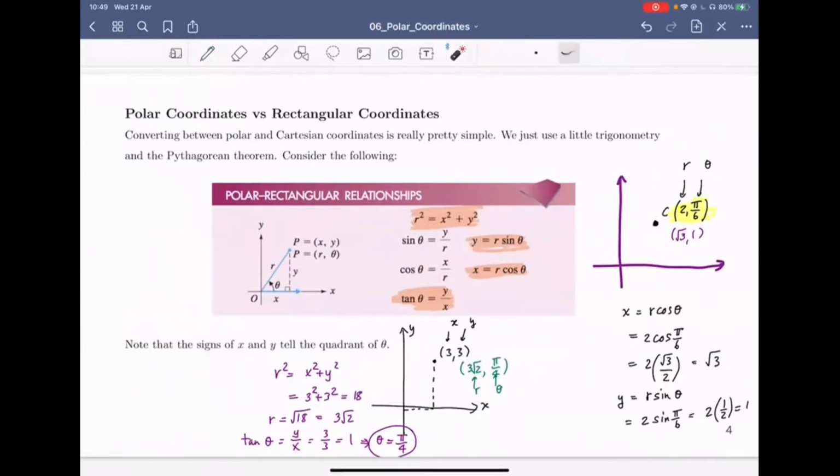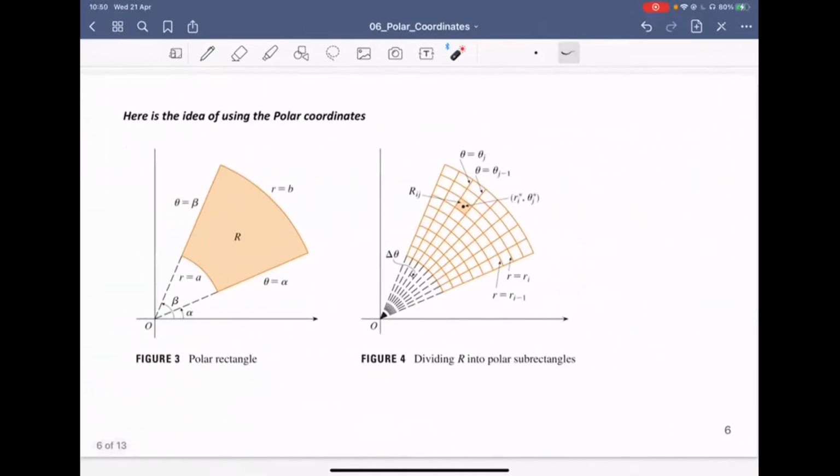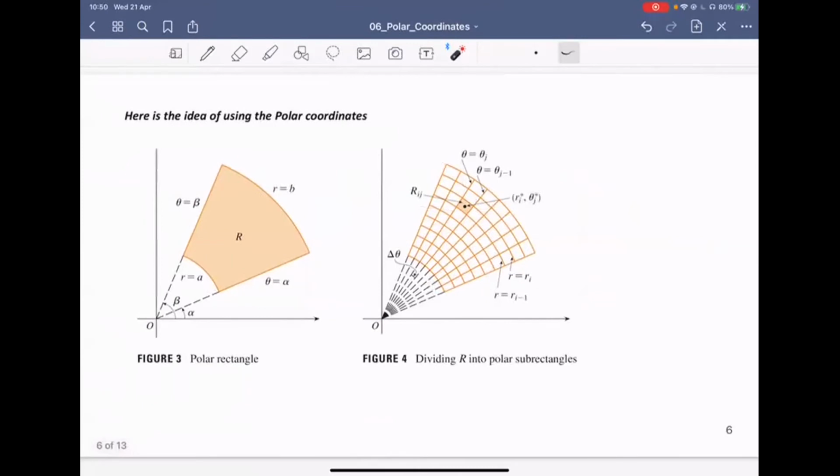So the idea is, this is a thing that you have in your mind. This is the relationship between polar coordinate and rectangular coordinate that you need to use when you switch between them. Okay. Before we give you a break, let me give you the idea of how to integrate in polar coordinates, and then once we come back from the break, we're going to do examples, and that is all for today.